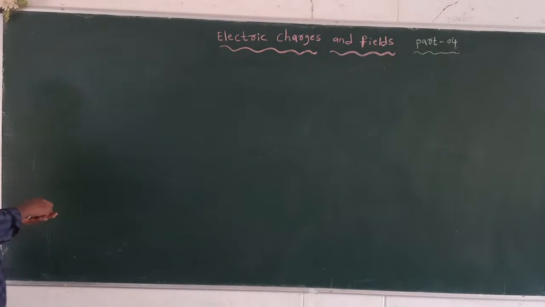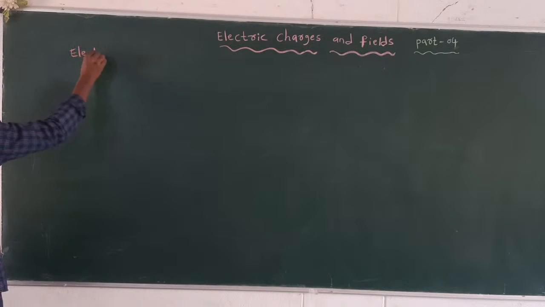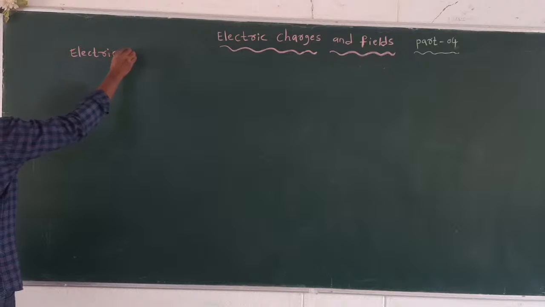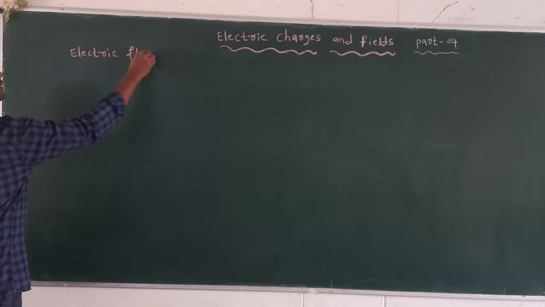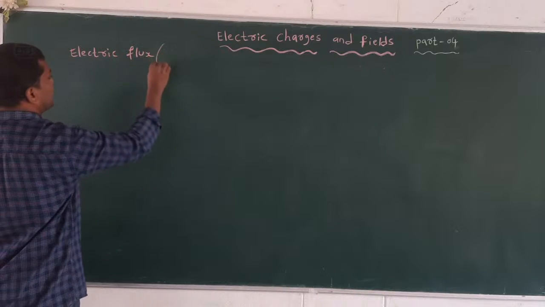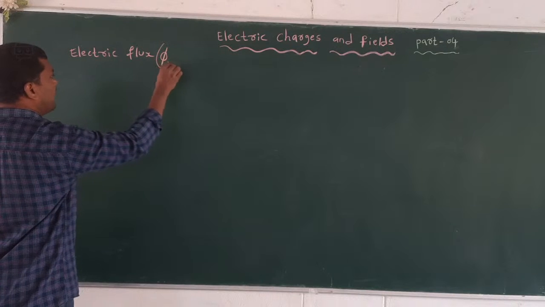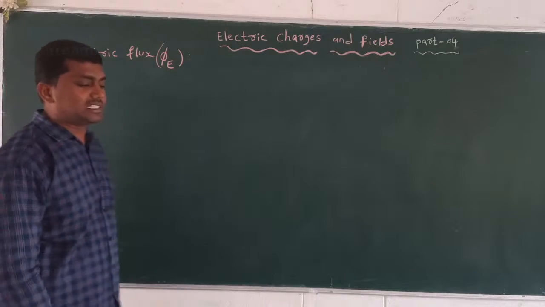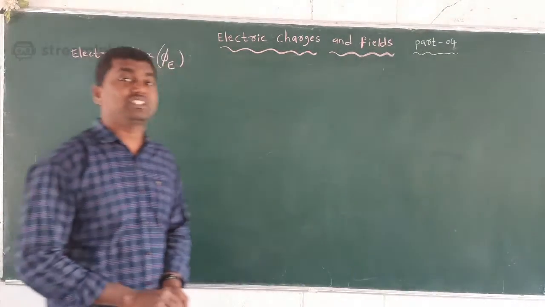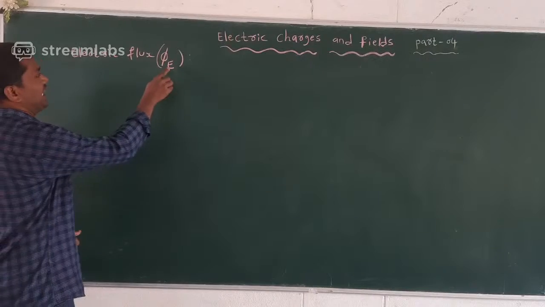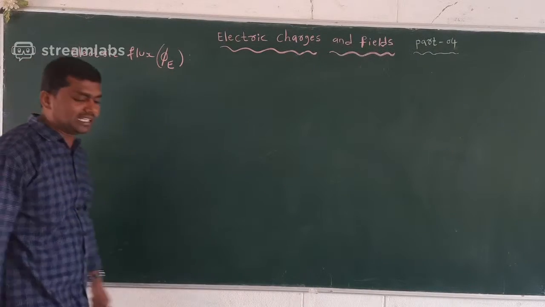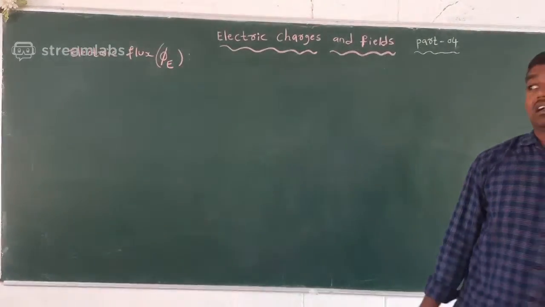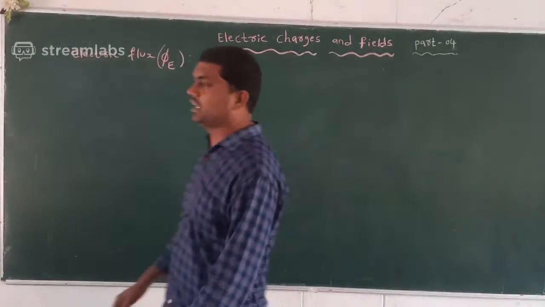So I can write electric flux. It is represented by phi suffix E, E for electric field. What is the meaning of electric flux? By using this electric flux we can derive the Gauss law. So this is the last topic in our chapter.